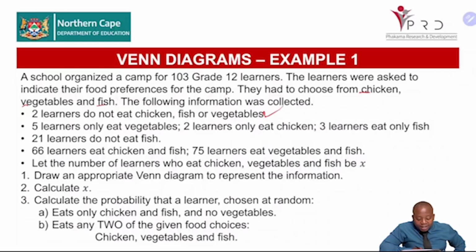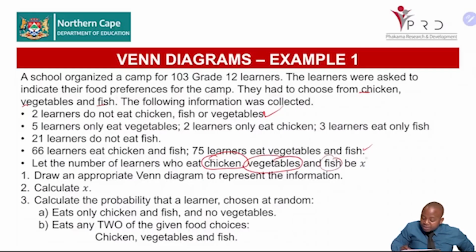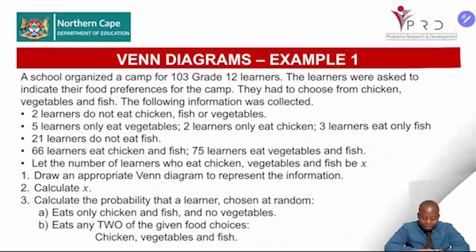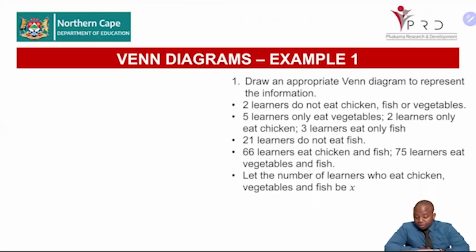66 learners eat chicken and fish. 75 learners eat vegetables and fish. And let the number of learners who eat chicken, fish, and vegetables be X. So that is for all 3. Why am I indicating this? Because that is my starting point. I'm starting from where all 3 events occur at the same time. So number 1, we are required to draw an appropriate Venn diagram to represent the information. Let's start.